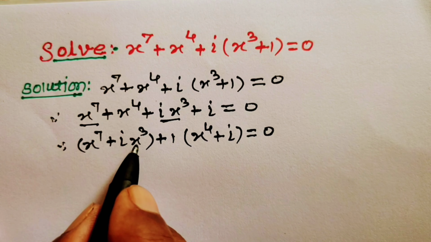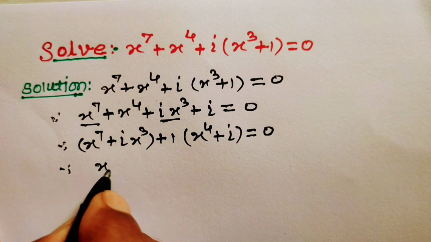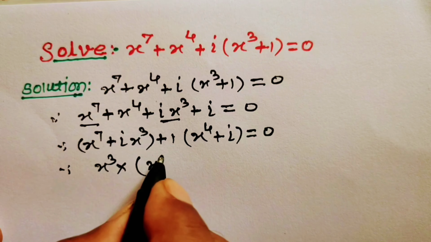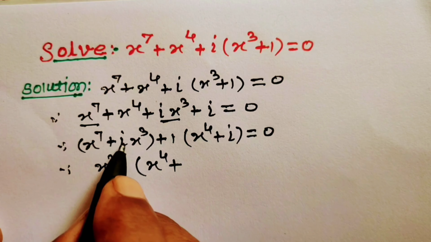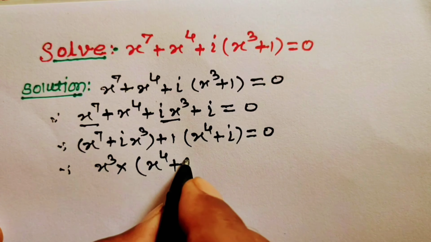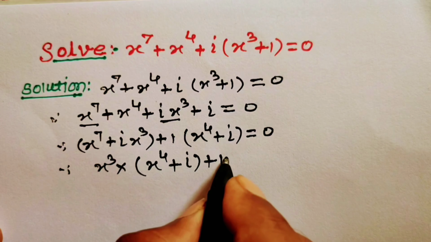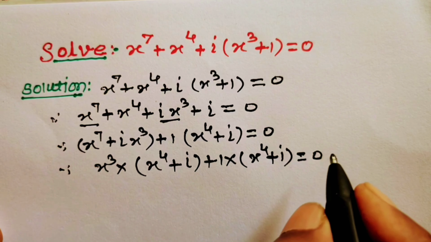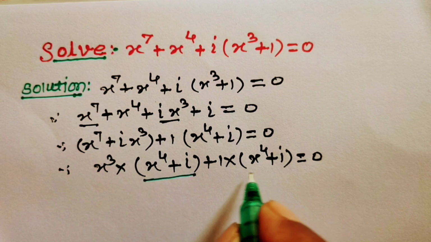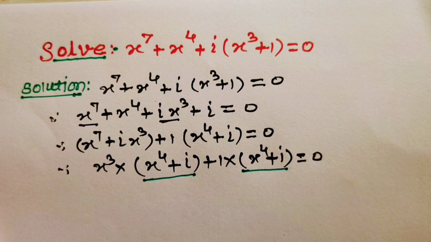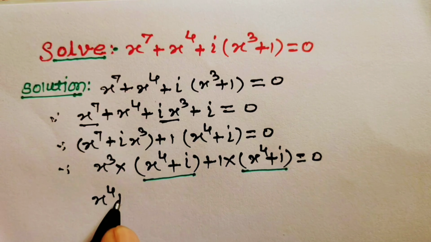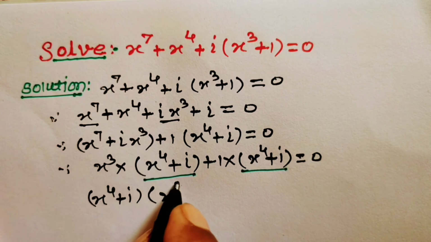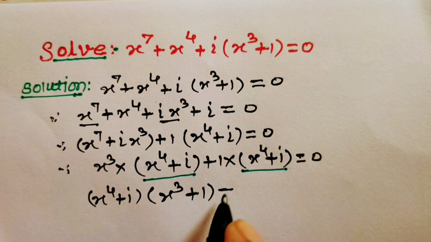From these two terms we have to take x cube common. Hence x cube into, dividing x to the power 7 by x cube gives x to the power 4, plus dividing i into x cube by x cube gives i, plus this 1 into (x to the power 4 plus i) is equal to 0. Now we can take this bracket common from both terms. Hence we can write (x to the power 4 plus i) times (x cube plus 1), and this is equal to 0.